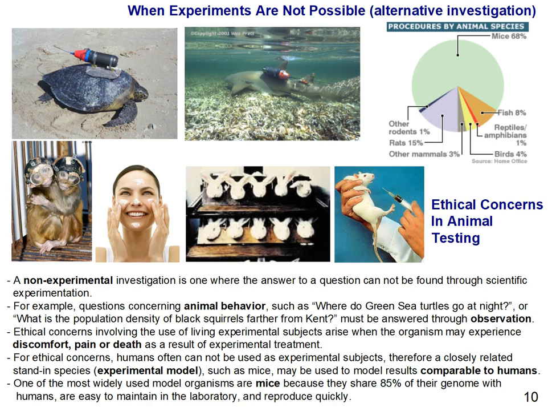So if we find a particular result in mice, then we can assume to some extent that we would expect the same results with humans. And that's the whole idea of experimental models.